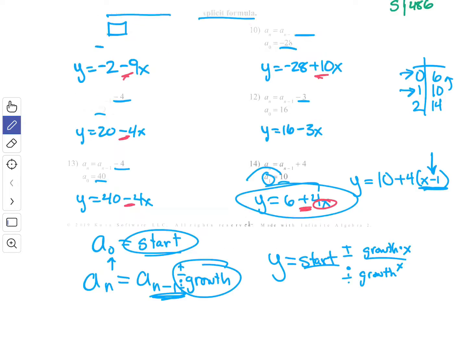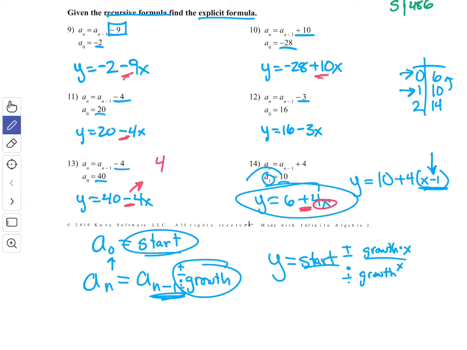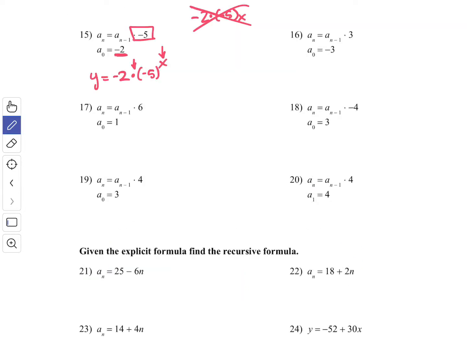If you wrote it like this, that's wrong. Same way as if you'd written this one like that, that's also wrong. Doesn't work that way. Okay, 16. Start at negative 3, so y equals negative 3 timesing by 3, so times 3 to the x. 17, start at 1, so y equals 1 times 6 to the x. Now, 18, same idea. Start at 3 times negative 4 to the x.